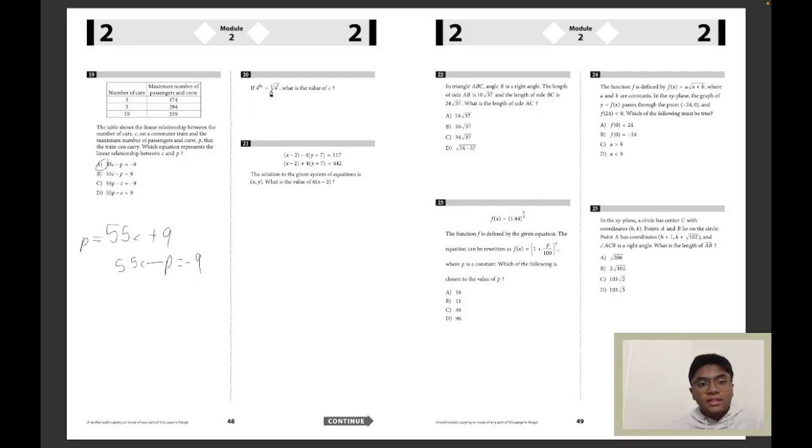If 4 to the 8C is equal to 4 to the 7 and then the cube root of that, what is the value of C? So we can rewrite this right here as 4 to the 7 over 3, and this is equal to 4 to the 8C. This means that 8C is equal to 7 over 3, so C is equal to 7 over 3 divided by 8, so C is equal to 7 over 24.